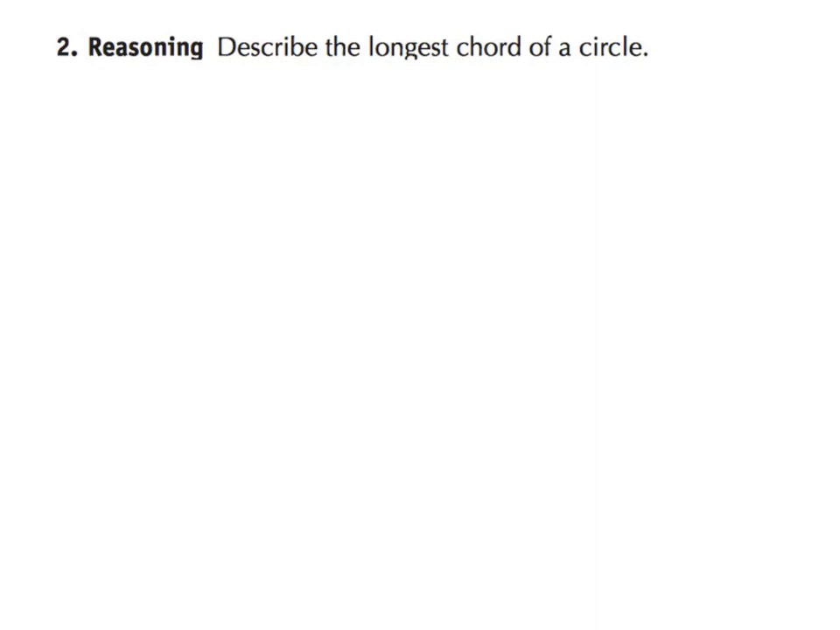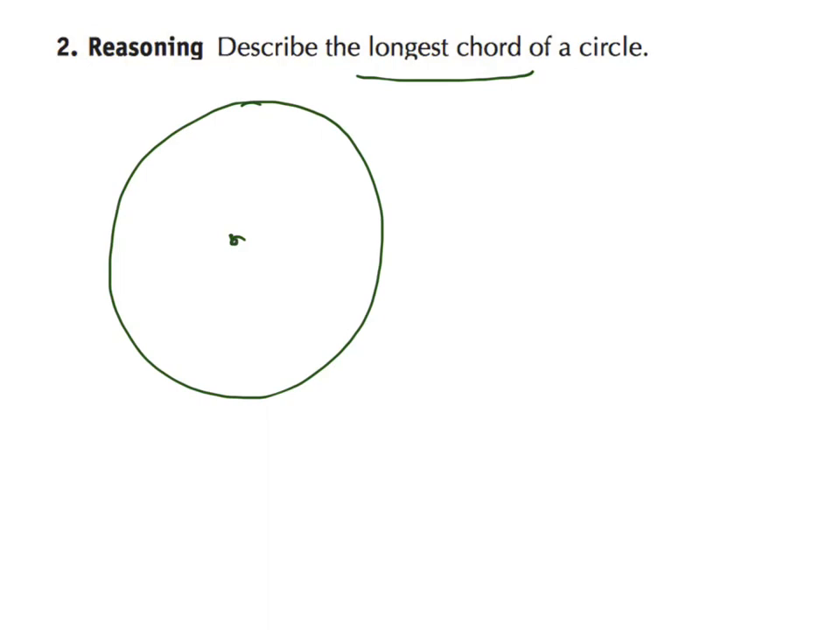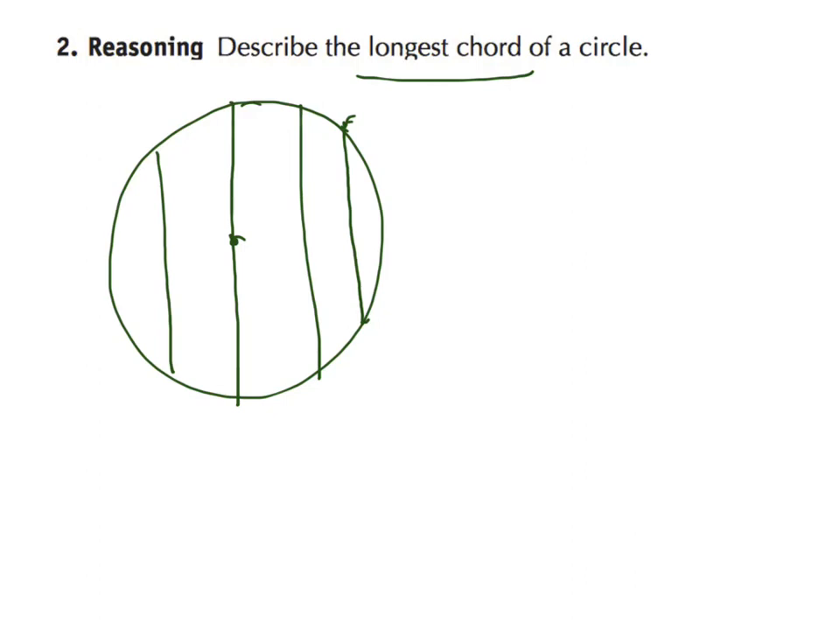Describe the longest chord of a circle. Which will be the longest chord of a circle? Let's have a look at the circle once again. If this is the center of the circle, is this a chord? Yes, joining any 2 points on the circle. This is a chord. This is a chord. Is this a chord? Yes, but since this chord is passing through the center, it is called diameter. And if you observe, diameter will be the longest chord in a circle. So longest chord in a circle is the diameter of the circle.